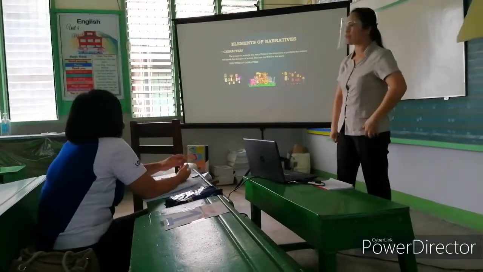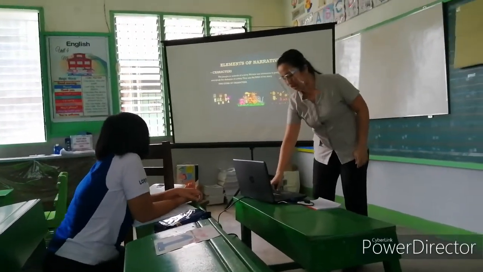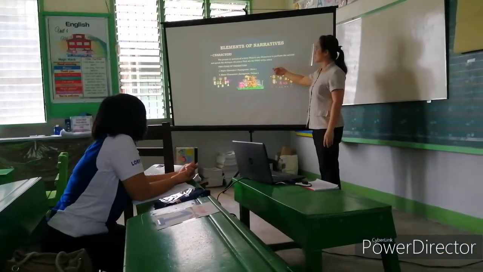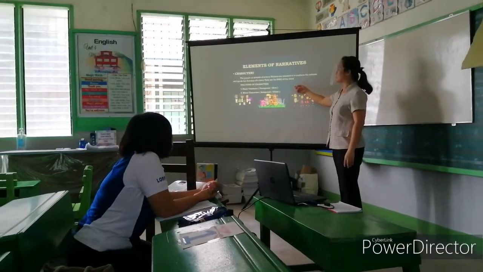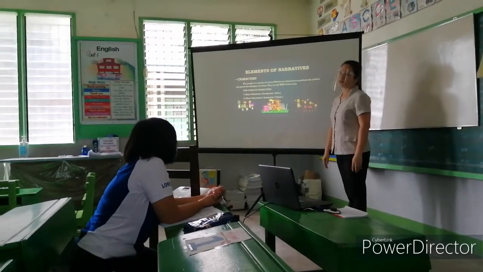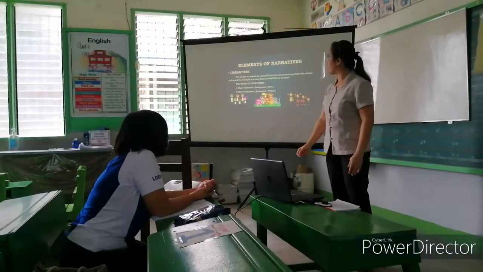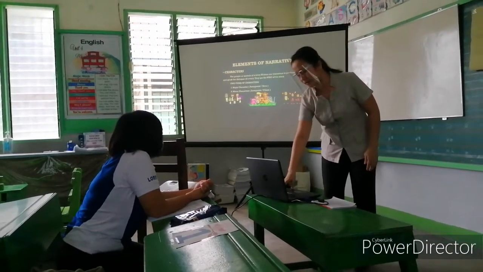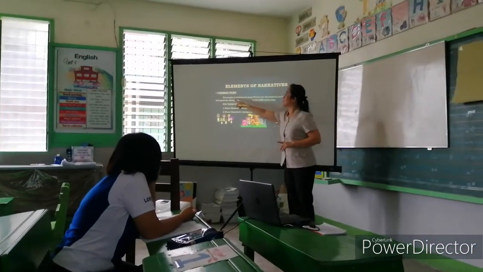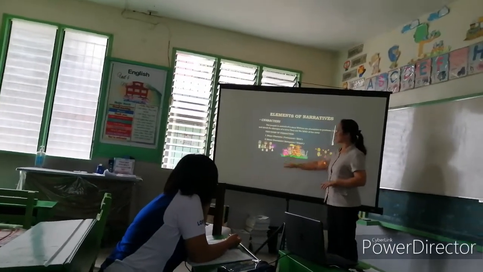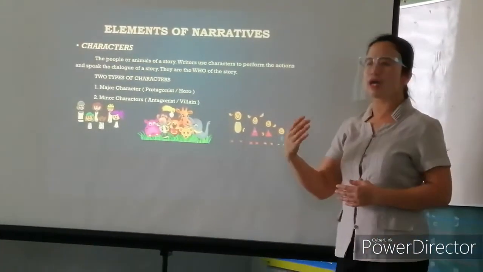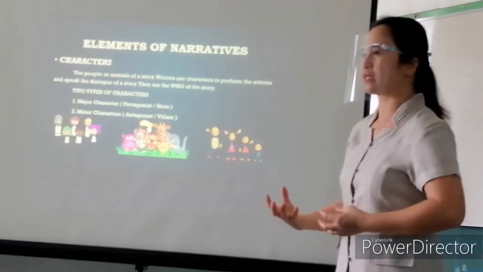We have also two types of characters. What are these two types of characters? First, we have what we call the major characters, known to be the protagonist or the hero. Second, the minor characters, or what we call the antagonist or the villain. So let us explain further the two types of characters. Remember, who are the characters in the story? These are the people or animals. That's why I have put a background here, people and animals. They are the ones who speak and perform actions in the story.